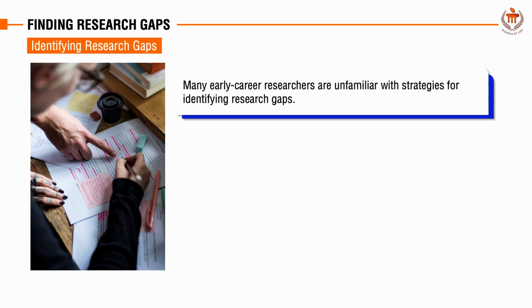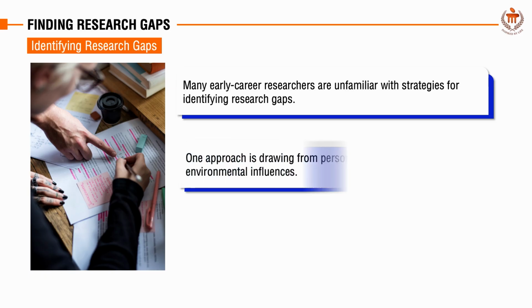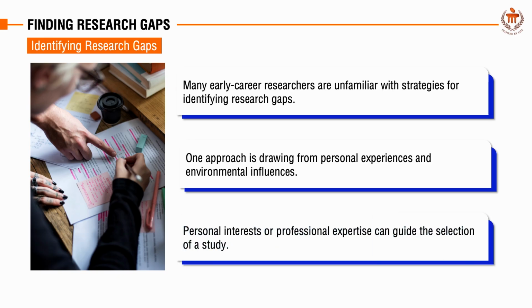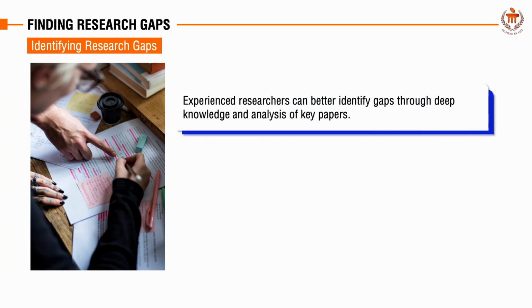There are several strategies that can help overcome these challenges, although not all researchers, particularly those early in their careers, are familiar with these methods. Let's take a brief look at some effective approaches for identifying and generating research gaps. One method involves drawing from the researcher's own experiences. For example, the environment in which a researcher grew up or the emergence of particular issues within that setting can inspire research topics. Likewise, personal interests or professional expertise can guide the selection of a study. Researchers with extensive experience or a deep understanding of their field, developed through thorough reading and analysis of key papers, are often better positioned to identify significant gaps.